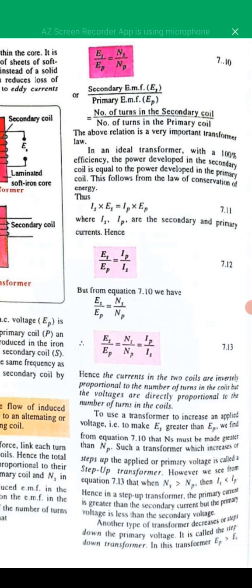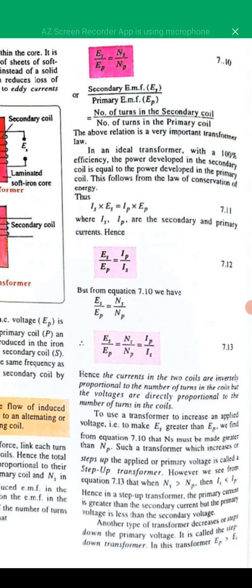Now, to use a transformer to increase an applied voltage, that is, to make the ES, which is the voltage in the secondary coil, greater than the voltage in the primary coil, we find from equation 7.10 that NS must be greater than NP, correct? Why? Because there's a direct relationship between ES over EP and NS over NP. Such a transformer, which increases or steps up the applied or primary voltage, is called a step-up transformer.